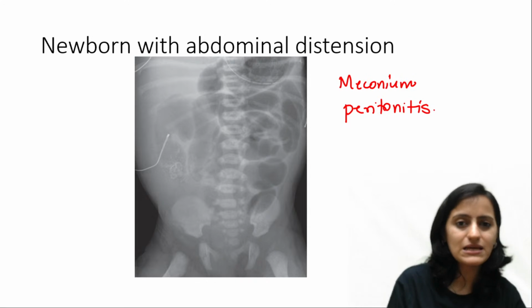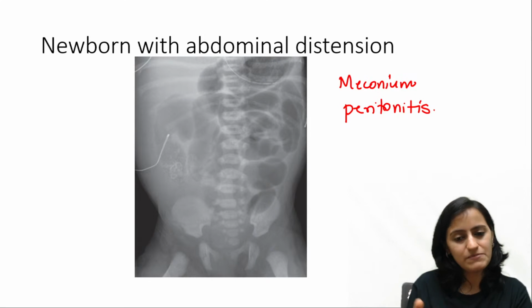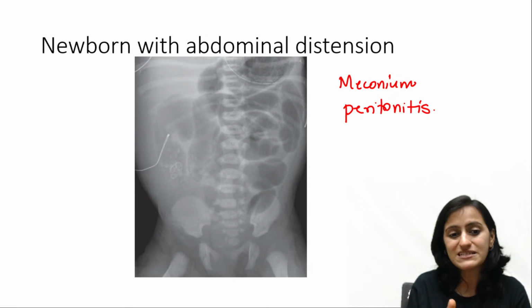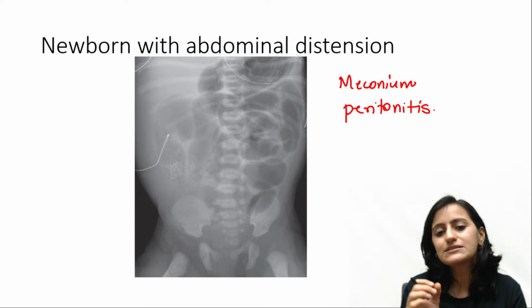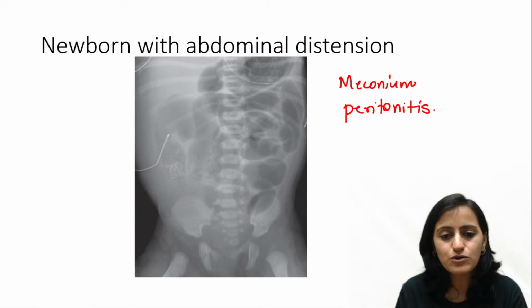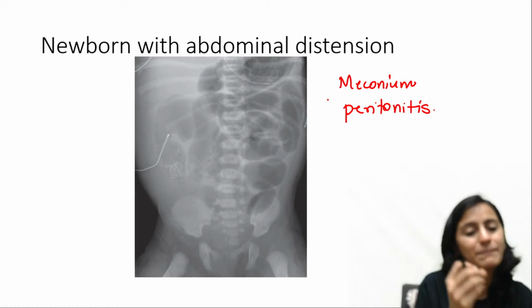In your meconium ileus, your colon will be small. There will be other findings. Soap bubble findings would be seen in the bowel loop. Here there is no soap bubble in the bowel loop. There is no microcolon. This is your meconium peritonitis.